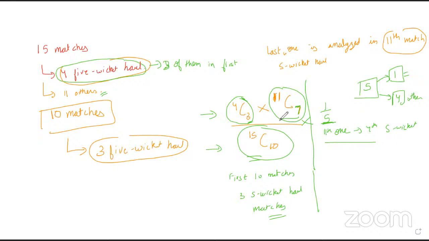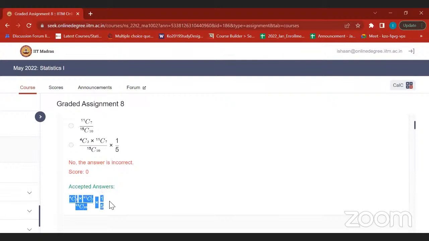Okay, got it, sir. Is it clear, everyone? Any doubt in this? Sir, how did we get 1 by 5? Can you explain it again? I have already done 10 matches analysis, right? Now I am left with only 5 matches of these 15, right? In these 5 matches, I have only 1 5-wicket haul match and 4 others. And I am randomly selecting any match for analysis. It means selecting any match has an equal probability, right? So the probability that I get this one is 1 by 5. I think that should be the answer, right? Is it clear now, everyone?